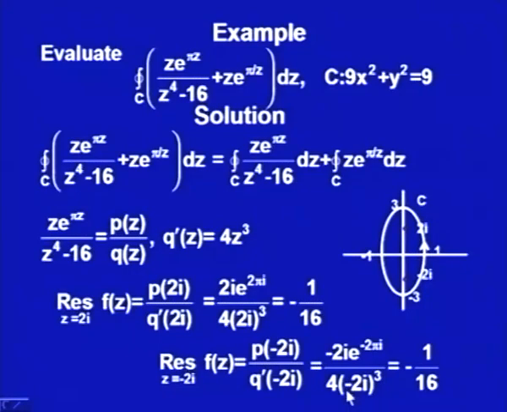In the denominator I would get (minus 2i) whole square, that would be the same as (2i) whole square. So it would again be minus 4, and the denominator again we would get minus 16. In the numerator what we are getting is e to the power minus 2πi. We do know e to the power minus 2πi is also 1. So the residue at z equal to minus 2i is also minus 1 by 16.